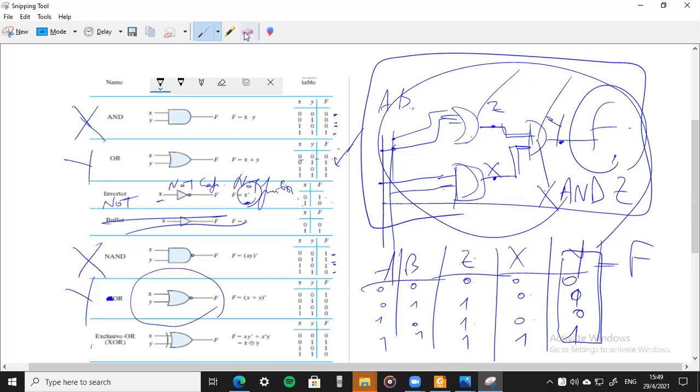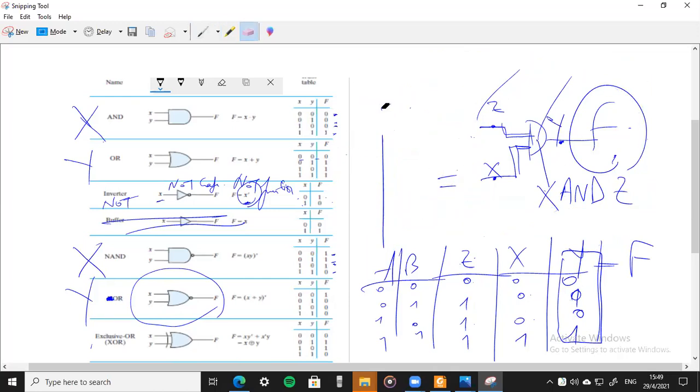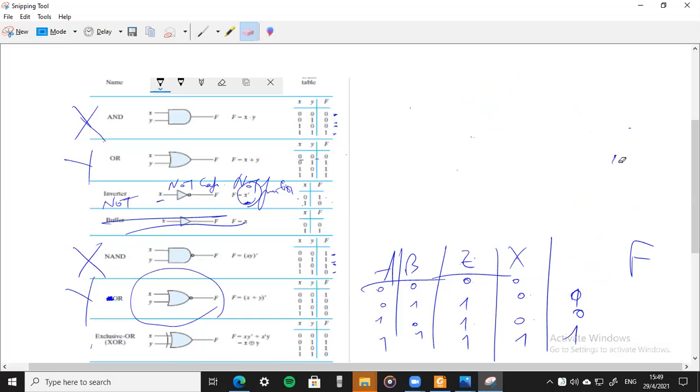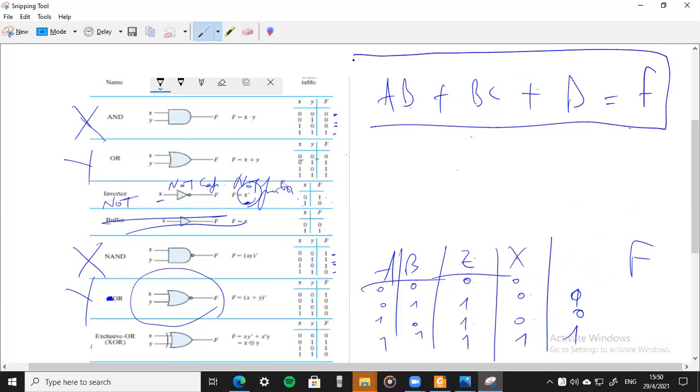You can be given a circuit in its function form, like this. You need to understand all the representations. It may be given like this: AB plus DC plus D. Find the output. What is the output? You are given a function like this. What do you do? You go and construct your truth table.